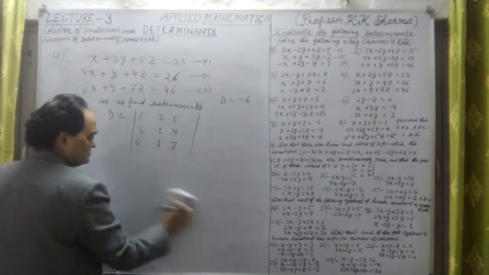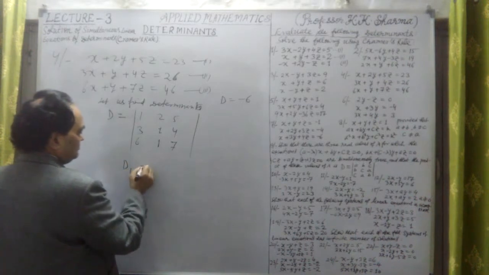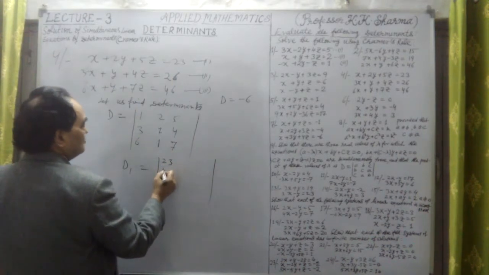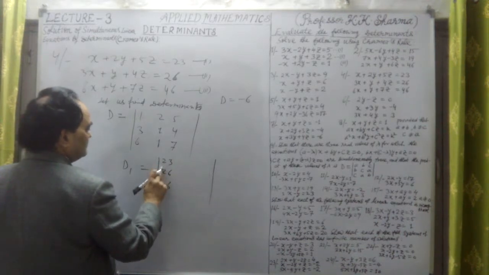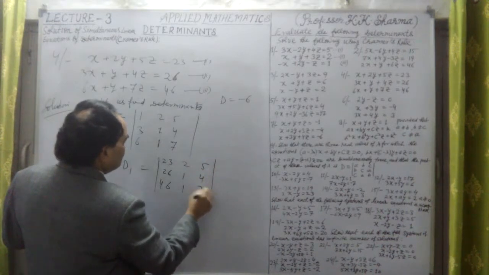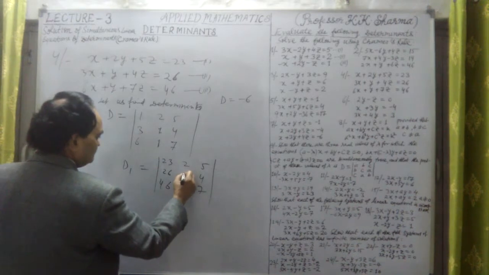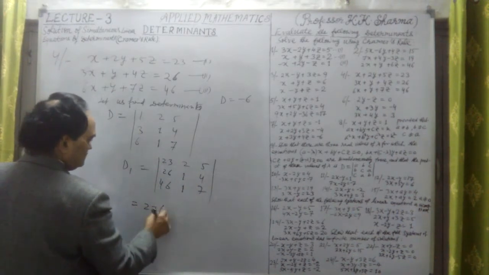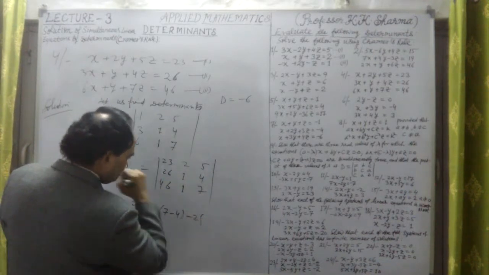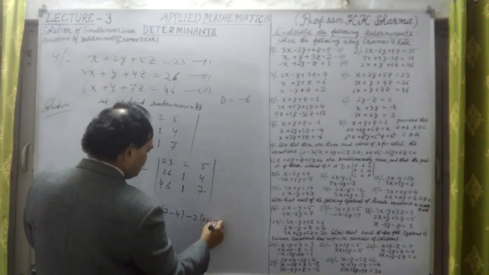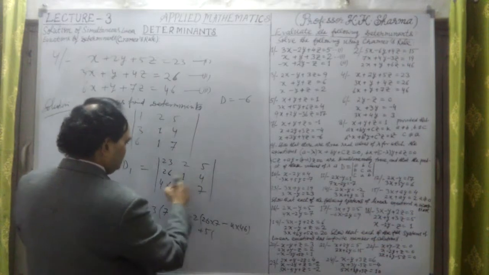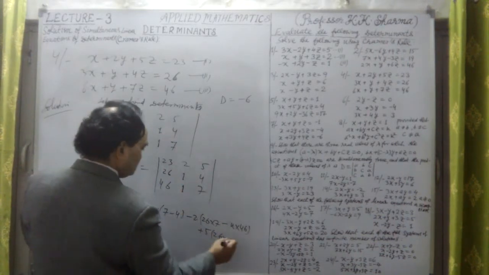Let us now take the other determinants, I mean D1 first. We have to calculate D1, which is calculated by replacing the coefficients of x by these values, 26 and 46. Then the same values, this is 2, 1, 1, 5, 4, 7. This is 26 into 7 minus 4 into 46 plus 5 into 26 minus 46.